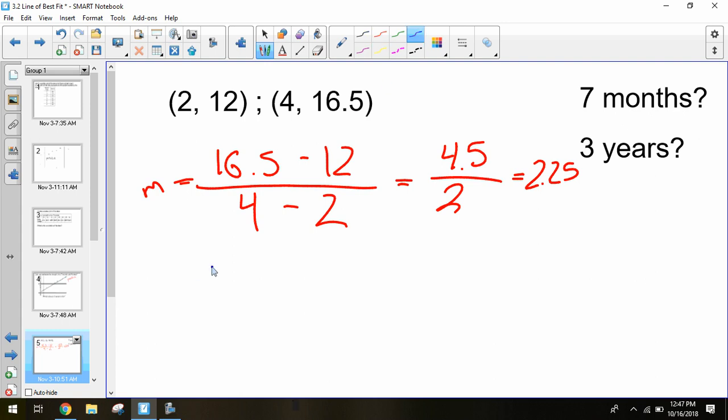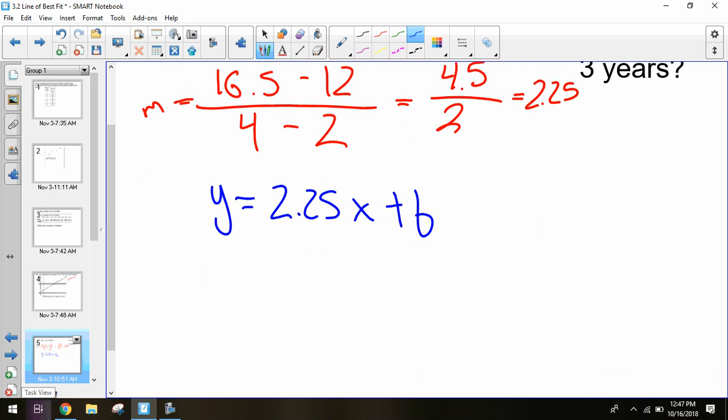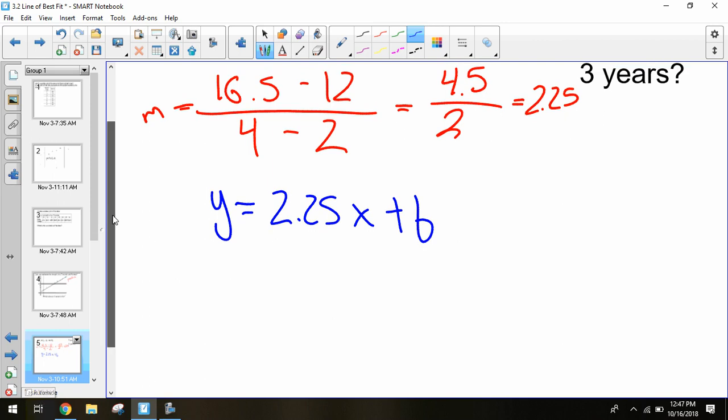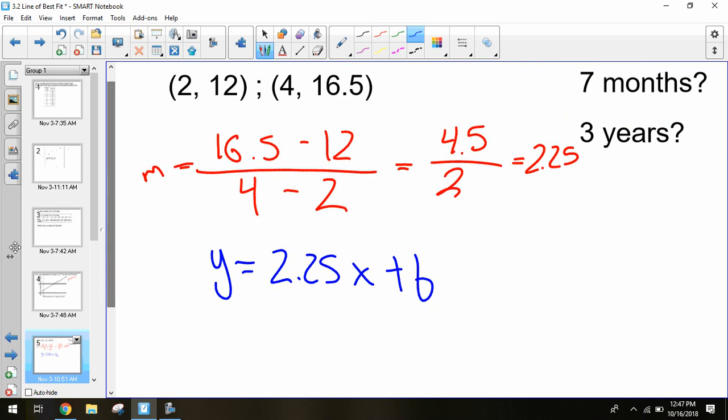So we know our equation is y equals m, which is 2.25, x plus b. In order to find that y-intercept, I can't have that x or y unknown in my equation. So I need to plug in a point for x and y. What should I do?